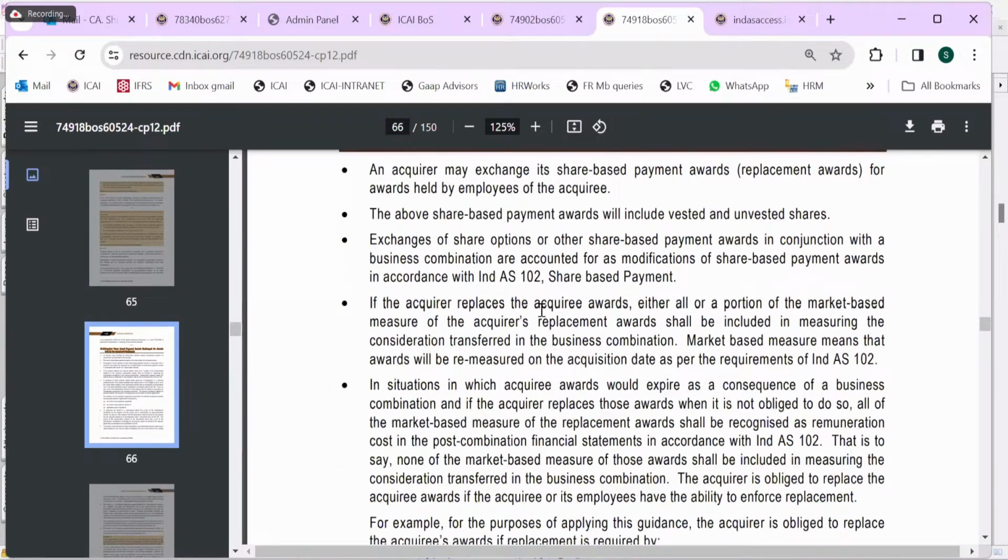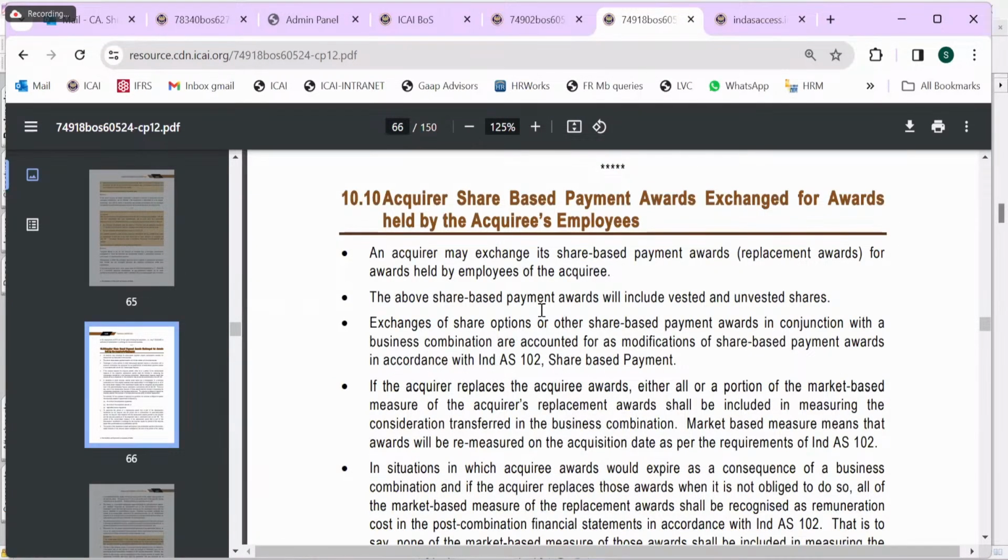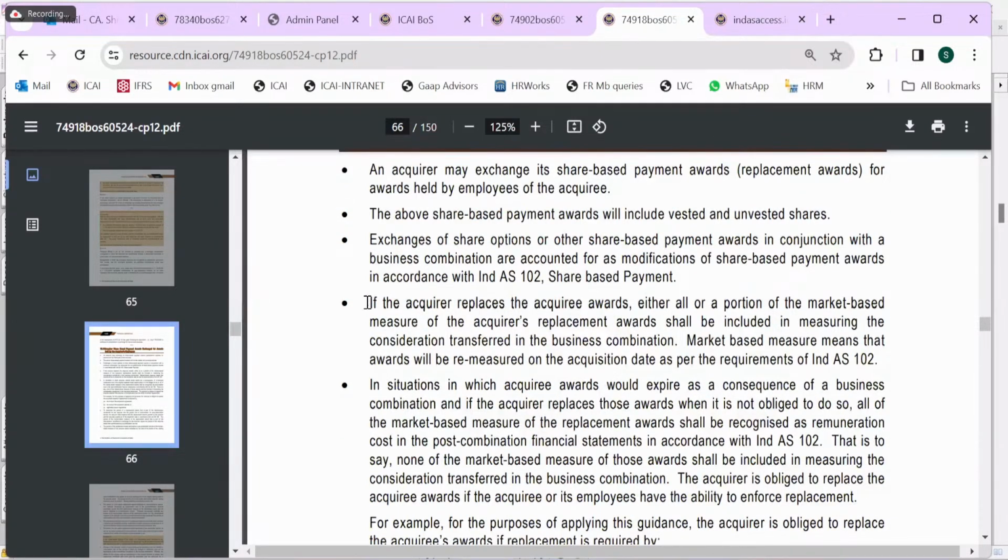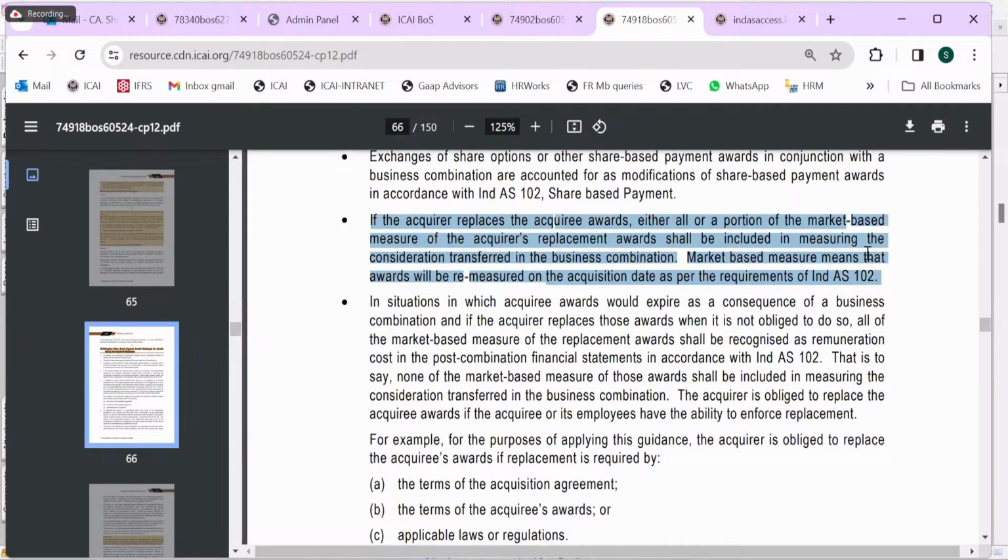Because this is a case where the replacement award takes place at the time of acquisition, we have to see the accounting in light of Ind AS 103 as well. Now, I'm selecting this fourth bullet because I don't have a pen facility here, so that you can concentrate on which paragraph I am reading. If the acquirer replaces the acquiree awards, either all or a portion of the market-based measure of the acquirer's replacement award shall be included in measuring the consideration transferred in the business combination.